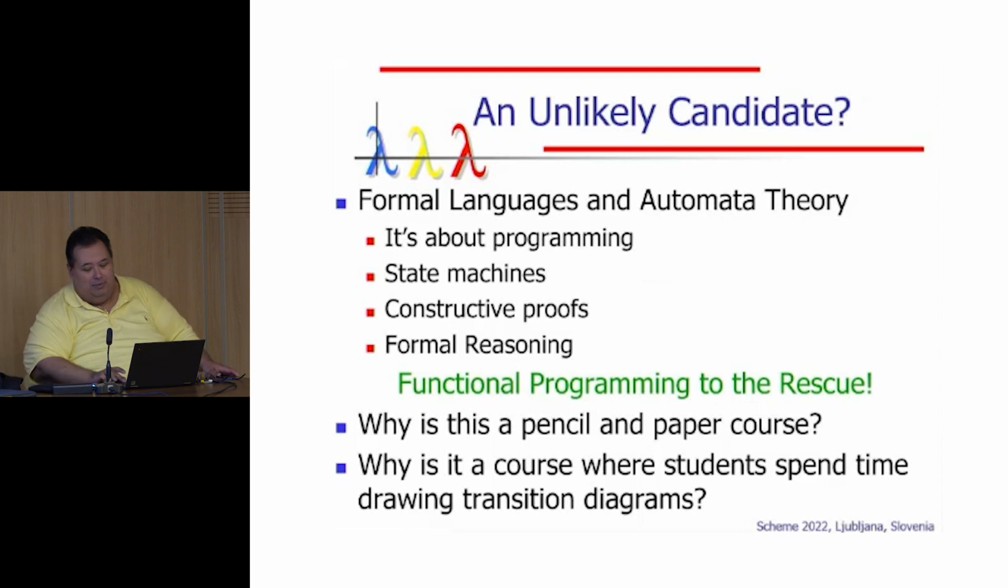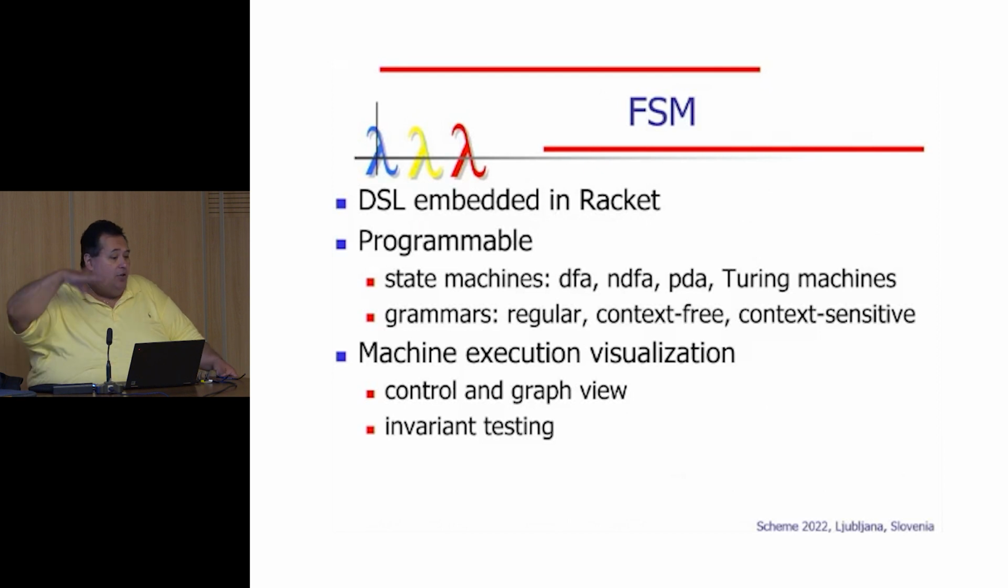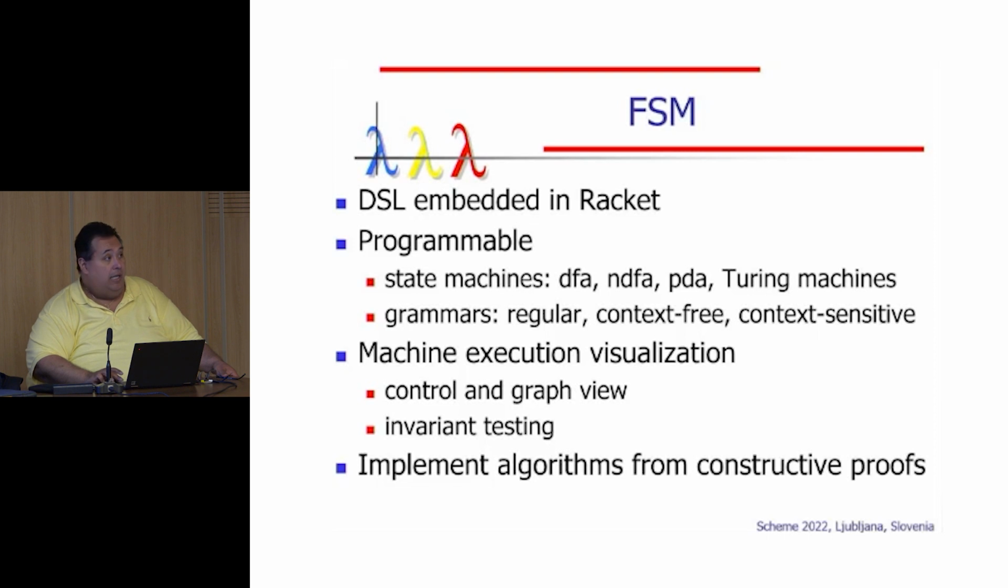Here we go. I've developed a DSL called FSM, which stands for Functional State Machines, where each type of machine, a deterministic finite automaton, a Turing machine, a push-down automaton, are types as well as grammars. So context-free, regular, context-sensitive. These are all types in FSM. And you can execute, and you can visualize how the machine works. Plus, you can test that it's correct because you can write invariants for your states and then see that those invariants hold as execution proceeds.